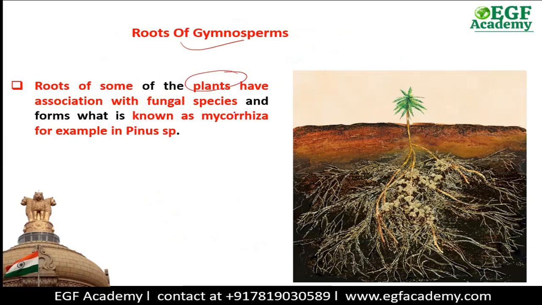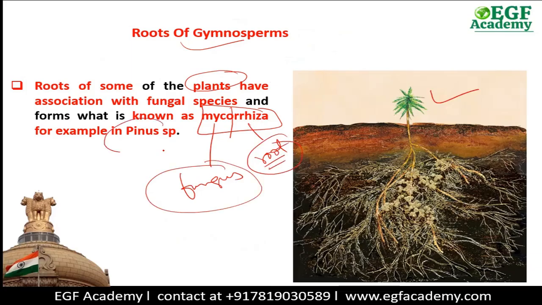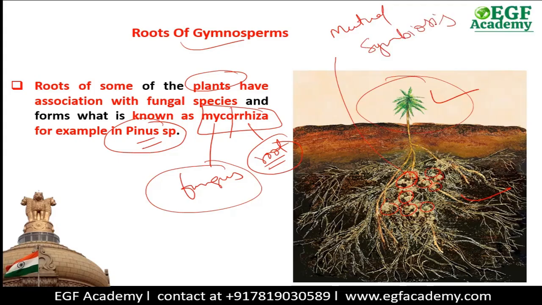There are some plant species under gymnosperms which are associated with mycorrhiza. What is the meaning of mycorrhiza? Myco means fungus and rhiza means roots. It means these plants' roots have fungus inside them. For example, in the Pinus species, their roots have fungus inside them. This is the plant and this is the extensive root of the plant. And here you can see these are the fungus and the root has made association with this fungus. This is a type of symbiosis which is known as mutualism. Under this type of association, both the species benefit each other.